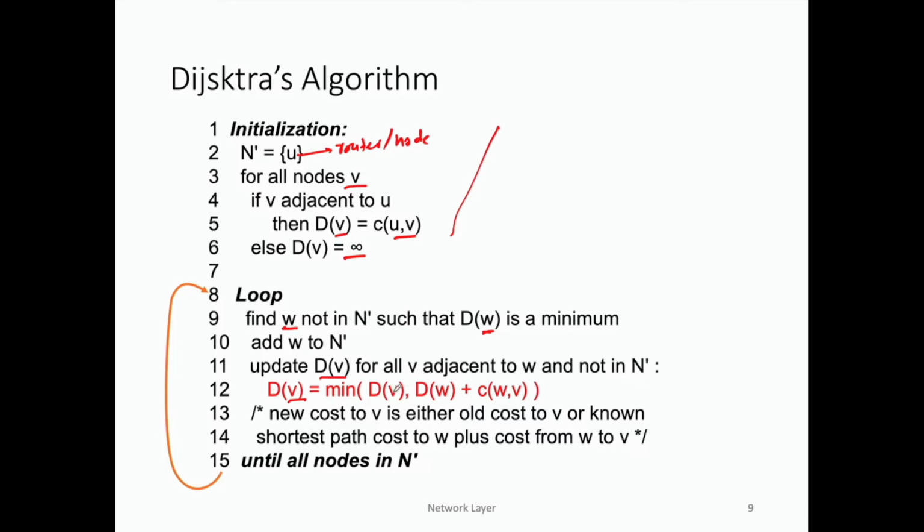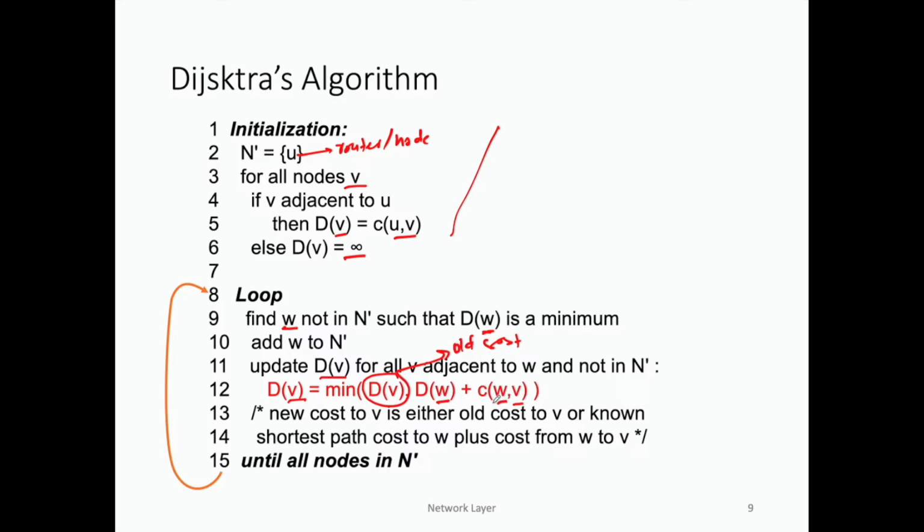Either it's D(V), which is the old cost or previously calculated cost, right? Whichever is the minimum, it is either the old cost, or the cost to reach the node that we have just added into N plus the cost to reach from w to destination V, right? So either it's the old cost or it's the cost obtained by adding the cost to reach the newly added node w and the cost to reach from w to destination V.